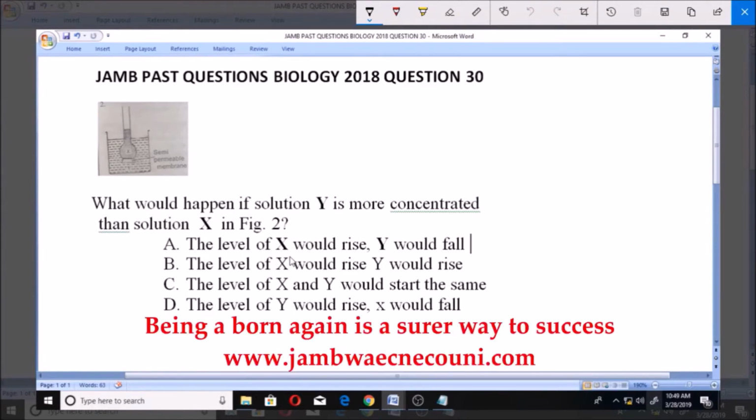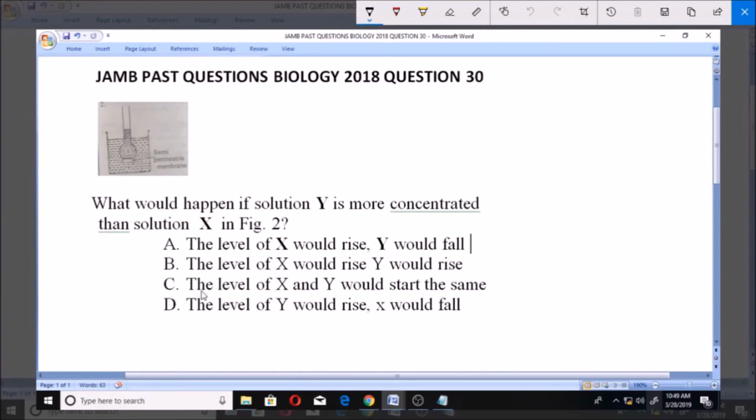A. The level of X would rise, Y would fall. B. The level of X would rise, Y would rise. C. The level of X and Y would stay the same. D. The level of Y would rise, X would fall.